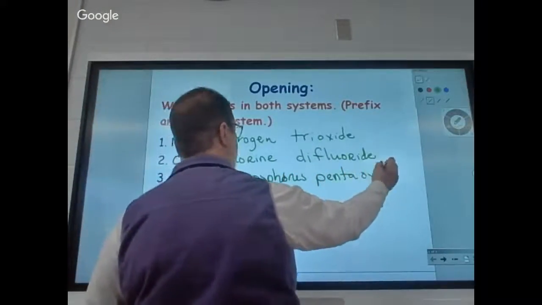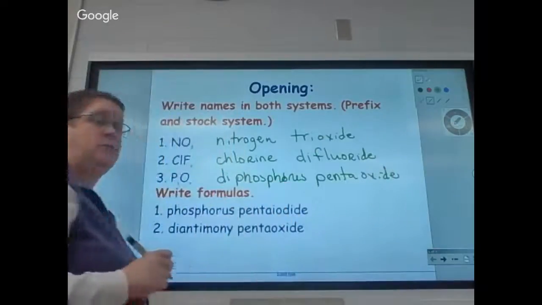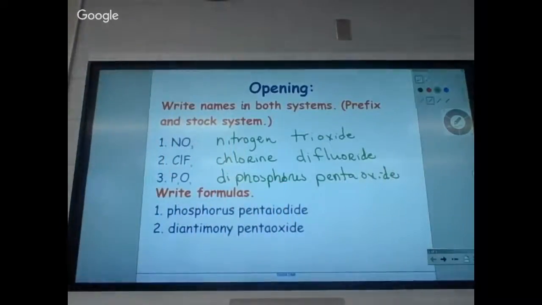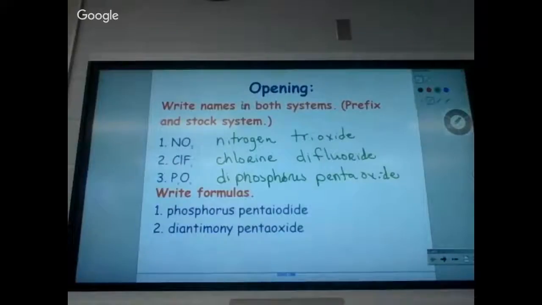oxide. We don't look up any oxidation numbers. We don't figure out what anybody is. It doesn't matter if we're reduced. We simply look at the subscript and put on a prefix. Okay? Now, are we okay on that one?